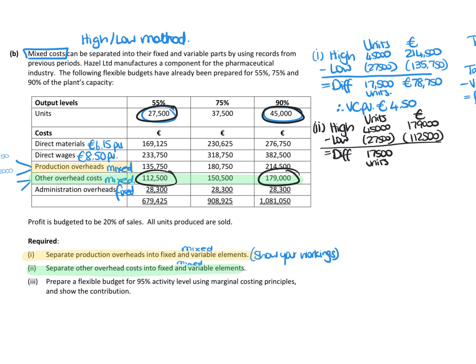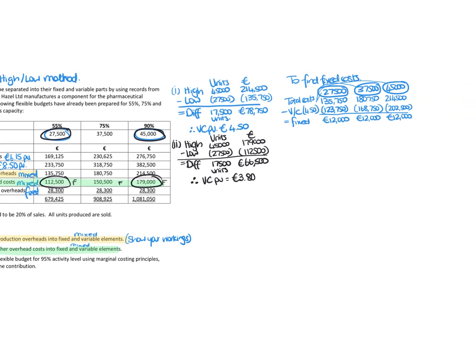And that gives me the difference of 66,500 euro. So if I divide 66,500 euro by 17,500 units, I'm going to get that the variable cost per unit is €3.80. Because the fixed is going to stay fixed the whole way across, so any difference has to be variable. Okay, what I'm going to do now, I'm going to do the exact same thing to find the fixed costs. So we'll look at 27,500 units, we'll look at 37,500 units, and we'll look at 45,000 units, okay?